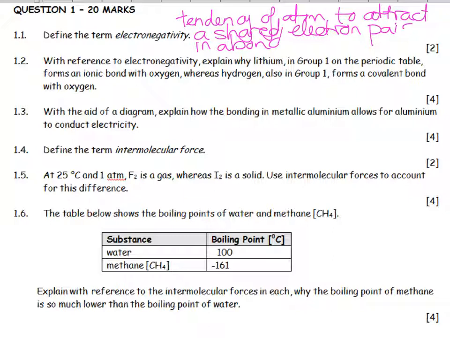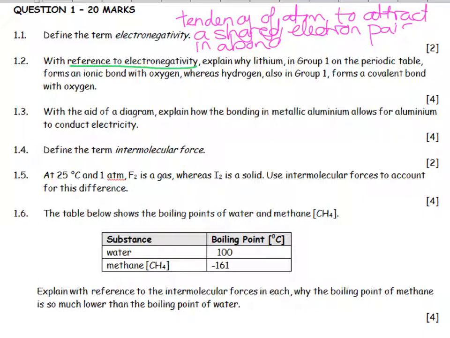With reference to electronegativity, and that's really important, you have to talk about electronegativity when they say with reference to electronegativity. Explain why lithium on the periodic table forms an ionic bond with oxygen, whereas hydrogen forms a covalent bond with hydrogen, at least with oxygen. So, what are we going to do? The first thing is to look at electronegativity.